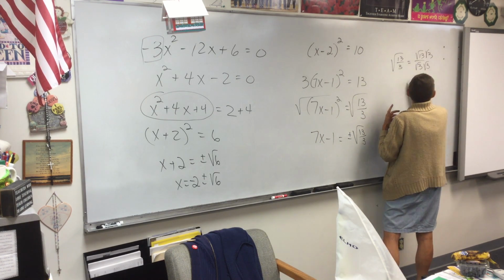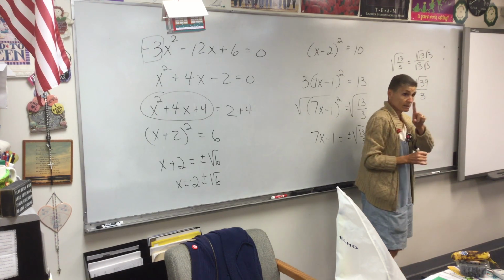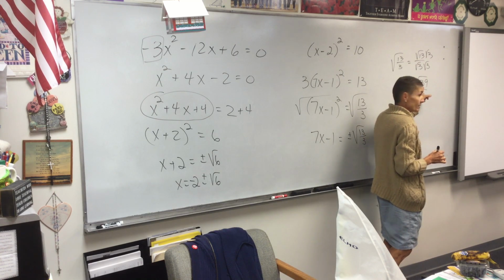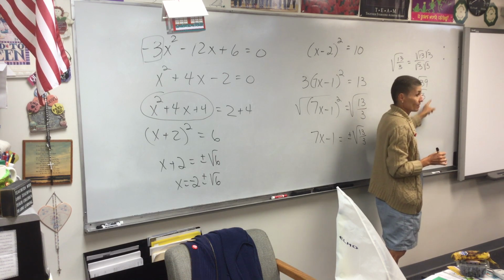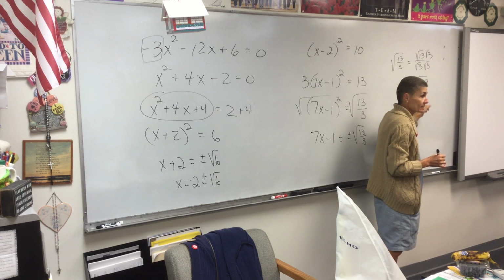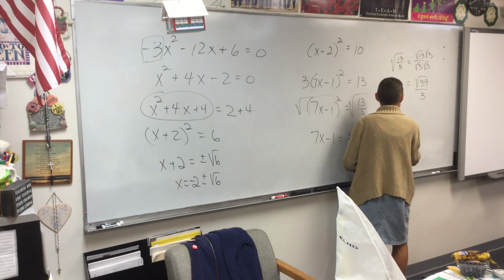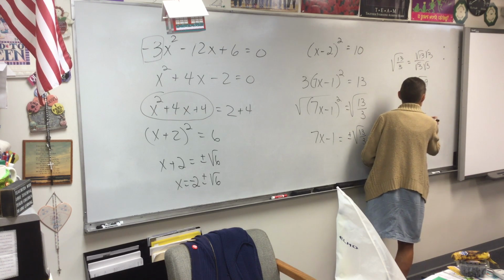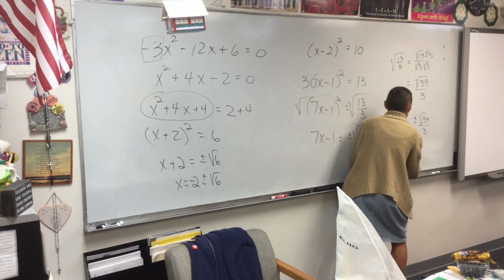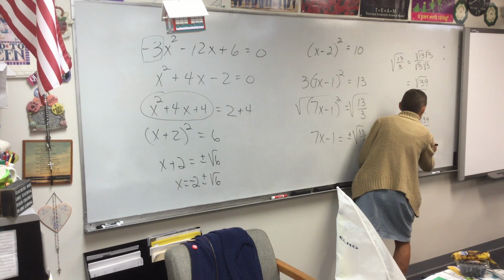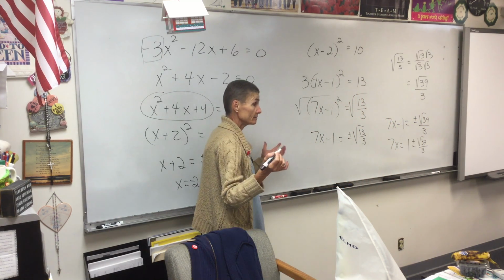Multiply it by root 3, so we'd have root 39 over 3, correct? Are you going to cancel 3 into 39? No, because you can't cancel a number that's not in a radical with a number that is in a radical. It's not fair. You can't do it. So we're stuck with that. All right, so we have 7x minus 1 equals plus or minus root 39 over 3. All right, so we'll add 1. You okay so far? It's ugly.